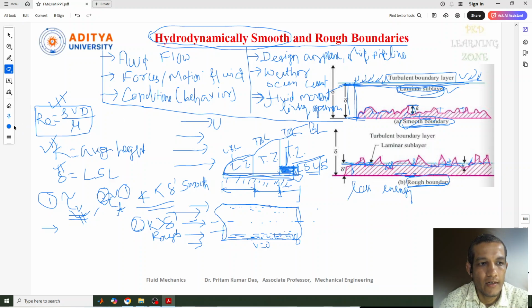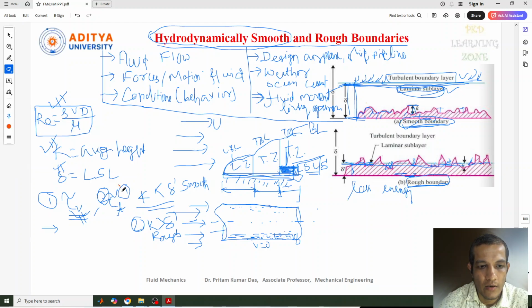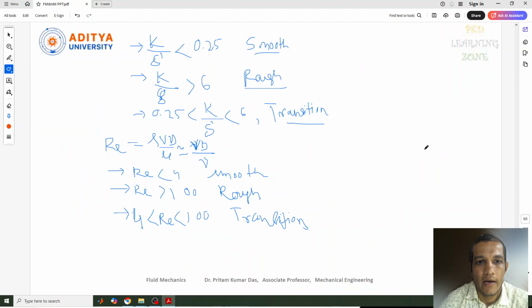I hope you understand. It's very simple. The only thing to remember is this summary: K less than delta star is a smooth boundary, and K more than delta star is a rough boundary. Why K is less and why K is more, I have already told you. And delta star is the laminar sublayer, and K is the height of the irregularities of the surface. These are some values that need to be remembered.